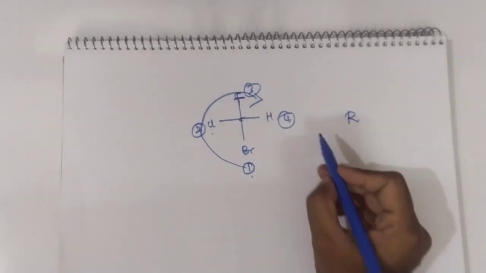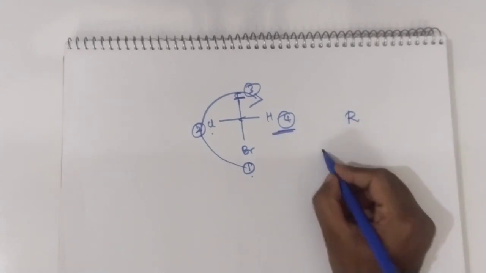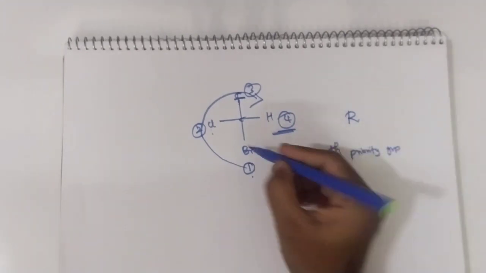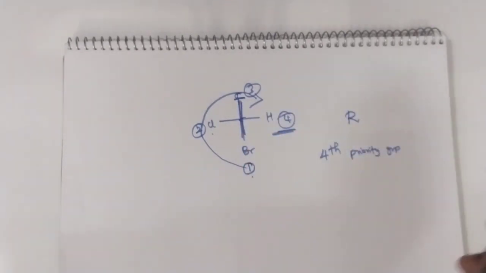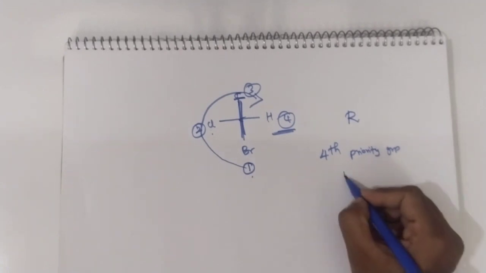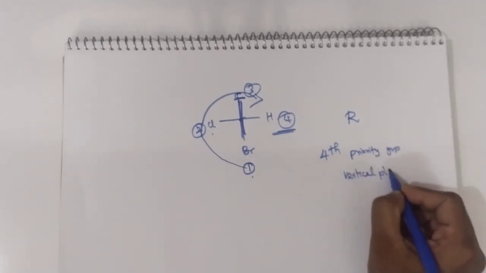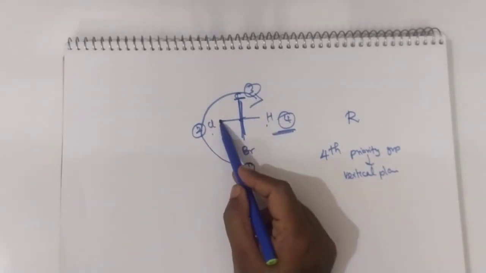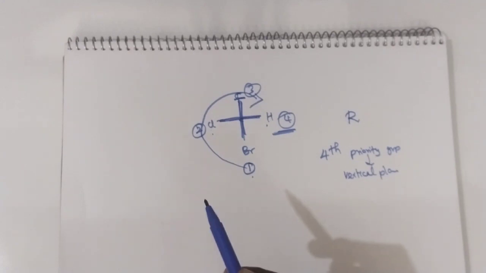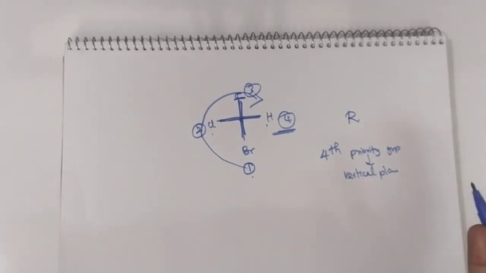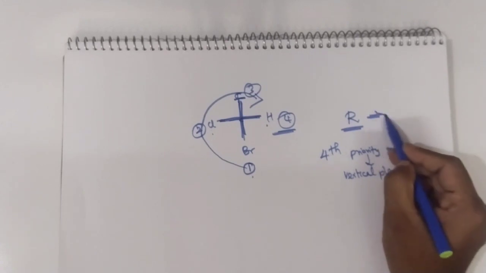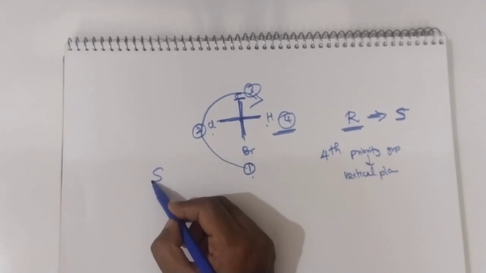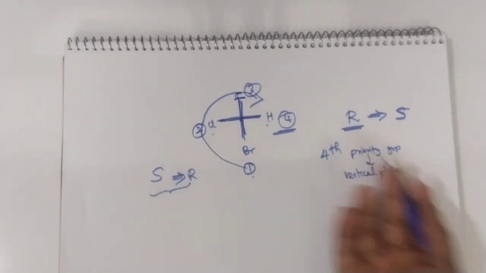But this is very important. See the fourth priority group. The fourth priority group should always be present in the vertical plane. But in this case, it is present in the horizontal line. So what you have to do is invert the configuration. If you are getting R configuration, then you have to invert and say it is S configuration. Suppose you got S configuration, you have to invert it and it should be R configuration.